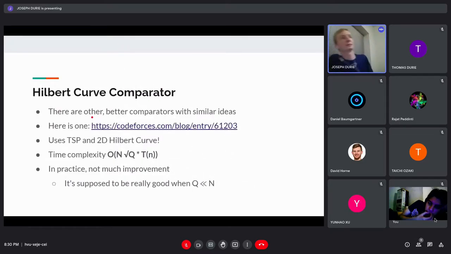There are other comparators you can use that have kind of similar ideas. Although, again, like I said, in 99% of cases, you'll be okay with what we have. But if you're interested in looking more into it, this Codeforces blog goes really in-depth into one of them, which uses the traveling salesman problem and a 2D Hilbert curve. So there's some crazy stuff going on in here. And it gets you a complexity of O(n root q times tn), which again, if n and q are the same, which they will be in most problems, it's usually not going to be much of an improvement. But if q is much smaller than n, then you can get a really big improvement. So this probably isn't going to be super useful, but it can definitely be an interesting thing to check out if you're interested.